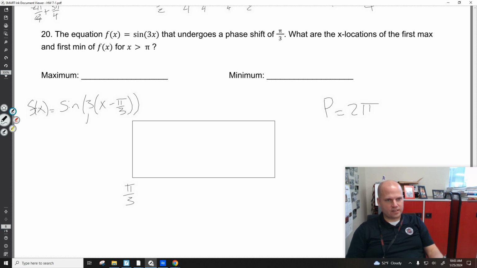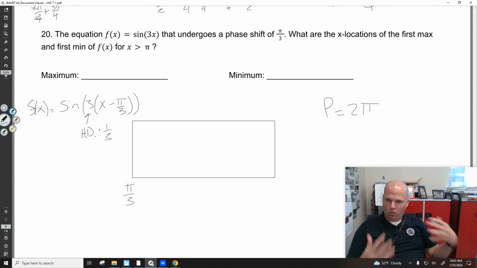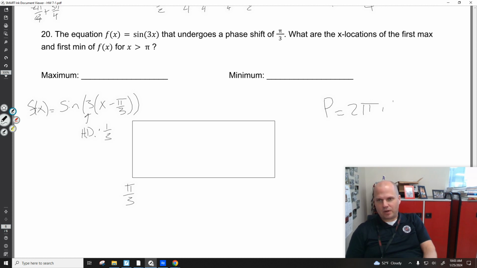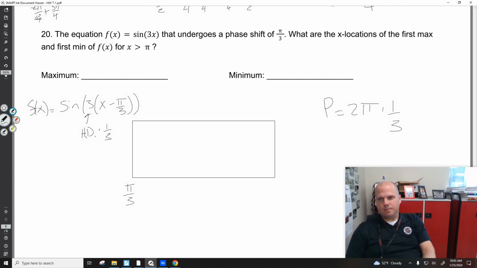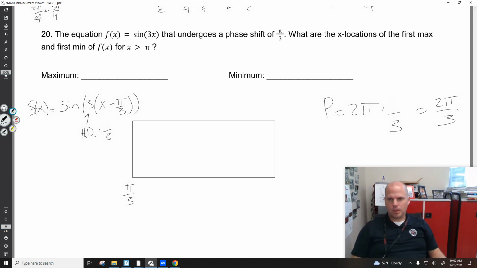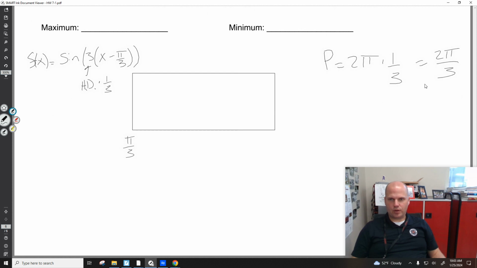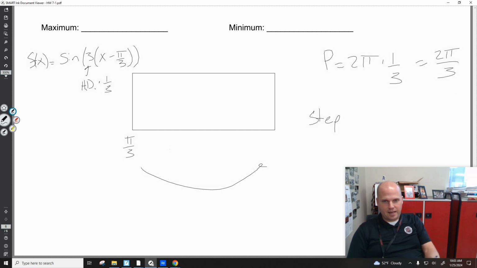But I got a horizontal dilation by a factor of 3. Horizontal dilation, not by a factor of 3, but a factor of 1/3. So take my period, multiply by 1/3. That's P equals 2 pi over B. Boom. There's my period, 2 pi over 3. What is the steps along the way? Well, plus 2 pi over 3 is actually easy to do. I will end at 3 pi over 3, which is pi.